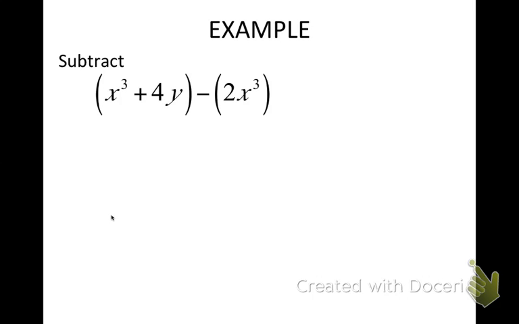So let's do this binomial minus a monomial. So we've got x to the third plus 4y, and then we're going to subtract from it 2x to the third. So I can easily turn this into an addition problem by turning my subtraction into a plus, which then means I need to turn everything that's in the second parenthesis into the opposite sign. Right now this is a positive 2x to the third, so I'm going to turn this into a negative.